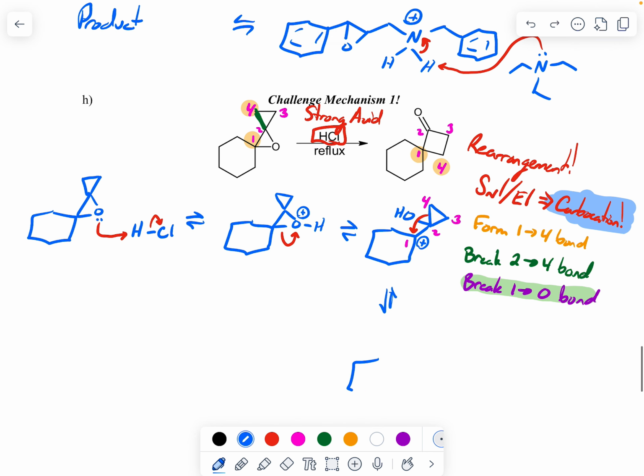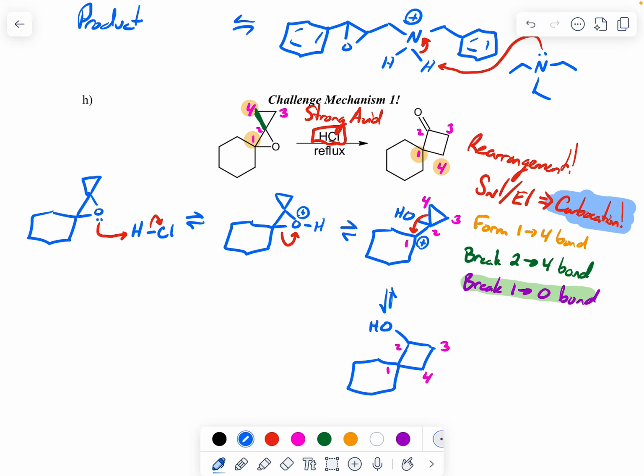This, of course, gives us a square looking intermediate, where now, if we count out these carbons, this would be 1, this would be 2, this would be 3, and this would be 4. So we've made our 1,4, we've broken our 2,4. Notice that on carbon number 2, we should still have the alcohol.